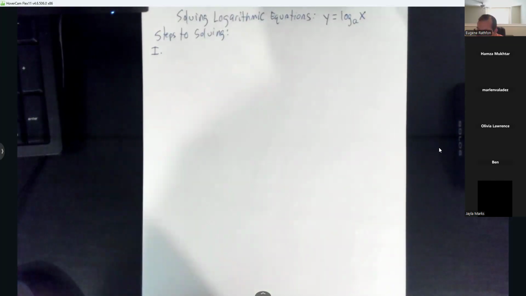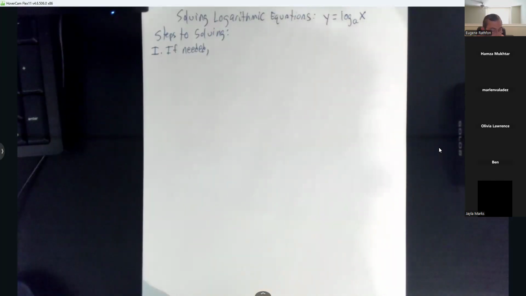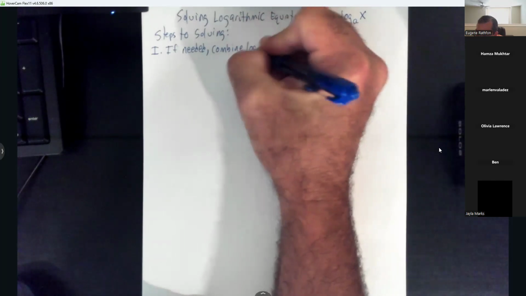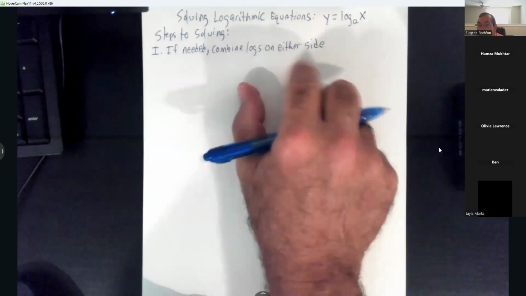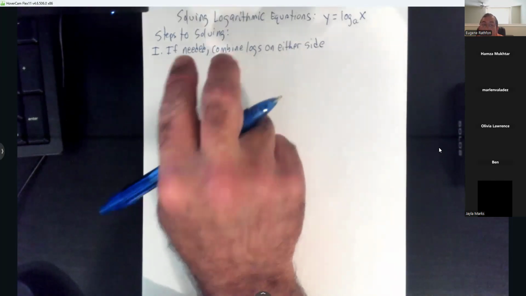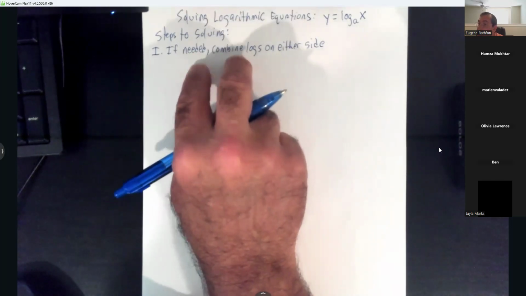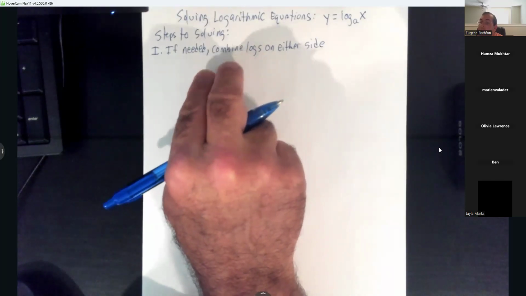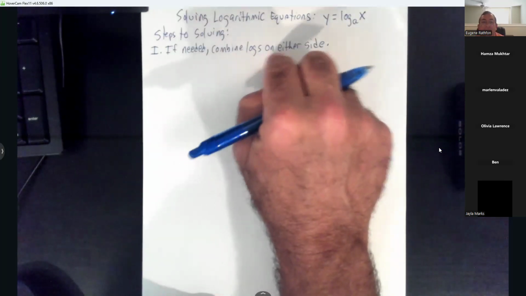First thing you got to do, if needed, combine logs on either side. So y'all, what I mean, if I got more than one log on one side of the equals, I'm going to combine them using those properties from yesterday. If they're being added, I'll write them as a product. If they're being subtracted, I'll write them as a quotient. Okay? So I want to write each side as a single log.